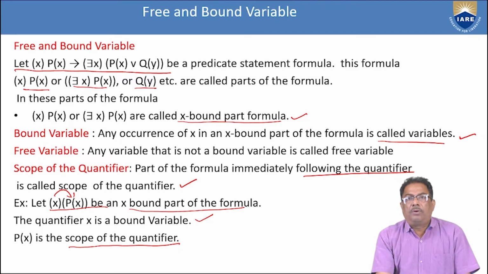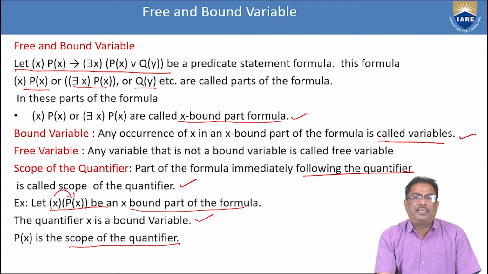So here we have bound variable, free variable, and scope of the quantifier. Bound variable means any occurrence of x in an x bound part of the formula is called a bound variable. Free variable means any variable that is not a bound variable. Scope of the quantifier means the part of the formula immediately following the quantifier.